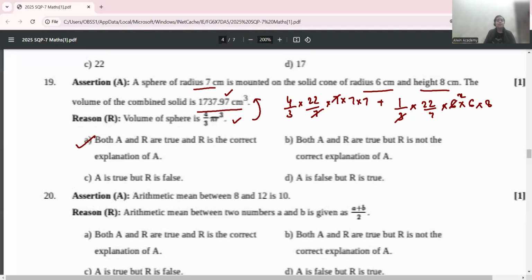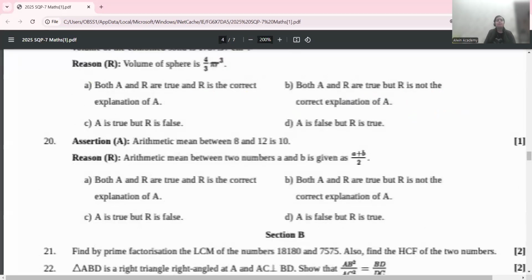Going to the next question, last question. Arithmetic mean between 8 and 12 is 10. This is correct. 8 plus 12 is 20. 20 by 2 is 10. This is correct. And arithmetic mean between two numbers A and B is given by A plus B by 2. This is also correct. And this also explains the statement. So option number A is the answer.